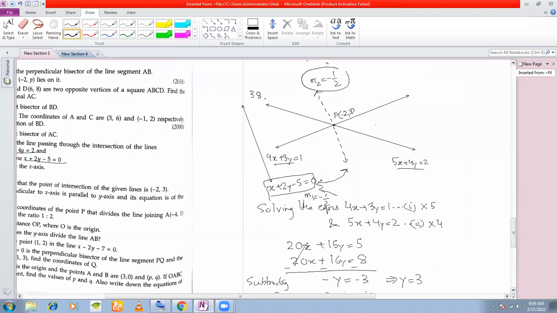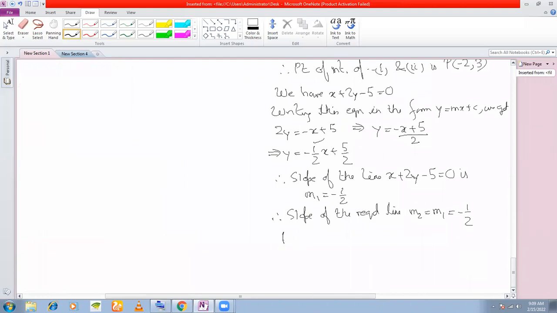You know the slope of this line and you know a point through which it passes. Therefore, we use the point slope form where this is your x1, y1, right? And this m2 is your m. Hence, the required equation of the line is y minus y1 is equal to m2 into x minus x1, right? Now, what is the value of x1, y1 here?